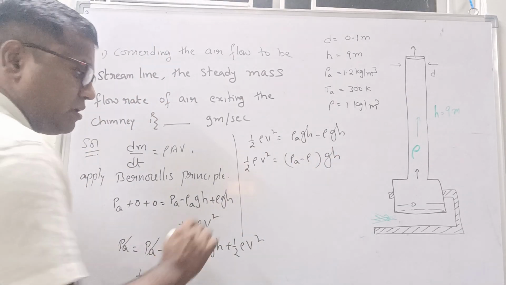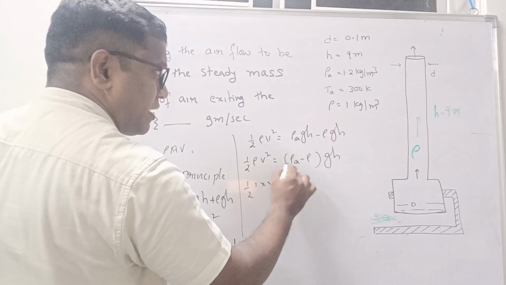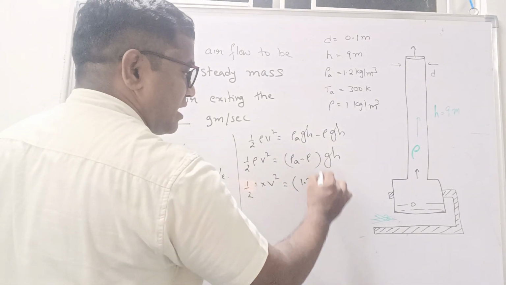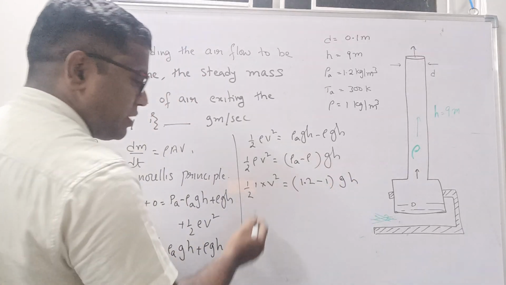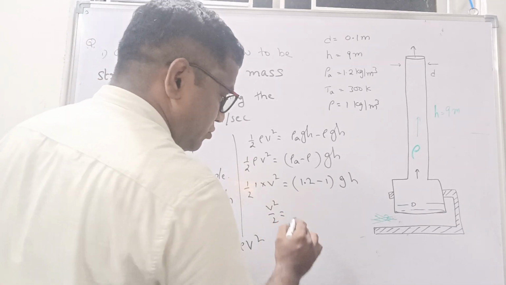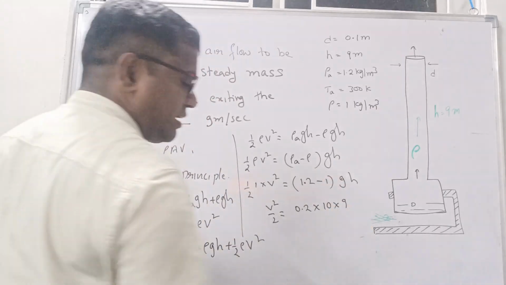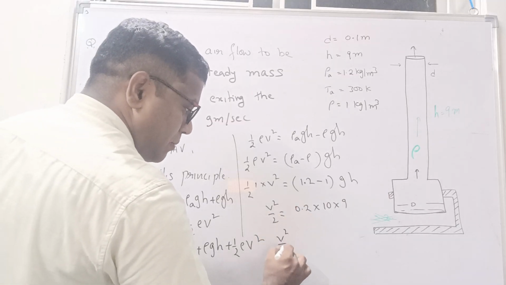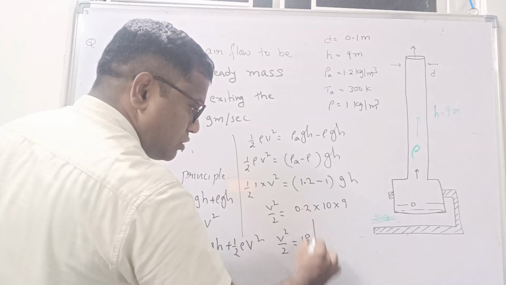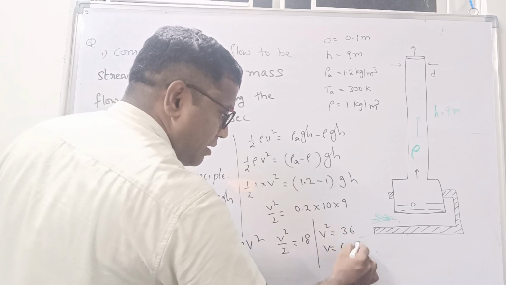So substitute the values. Half rho, I got 1, into V square is equal to rho A minus rho into G into H. Rho A is given as 1.2, minus rho, which is 1, into G into H. So V square by 2 is equal to 1.2 minus 1, 0.2, into G which is 10, and height is given as 9. So V square by 2 is 2 into 9, which is 18. So V square is equal to 36. So V is equal to 6 meter per second.